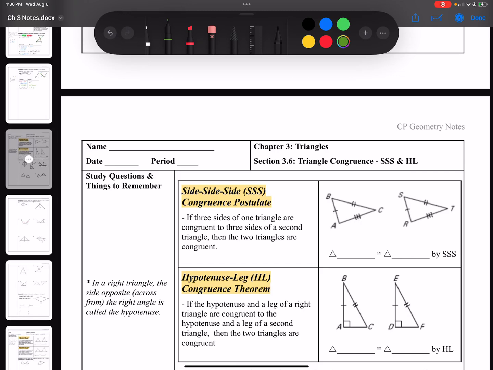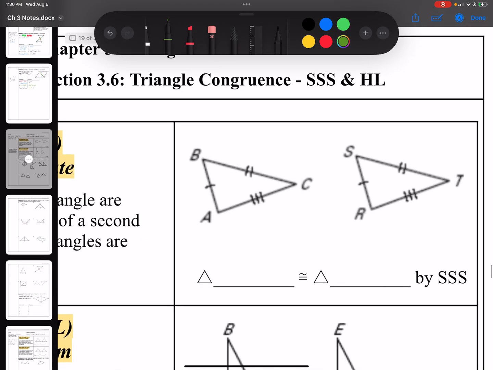Section 3.6, triangle congruence. We're going to add two more triangle congruence shortcuts to show that triangles are congruent. The first one is called the side-side-side congruence postulate, abbreviated SSS, which basically states that if three sides of one triangle are congruent to three sides of a second triangle, then the two triangles must be congruent.